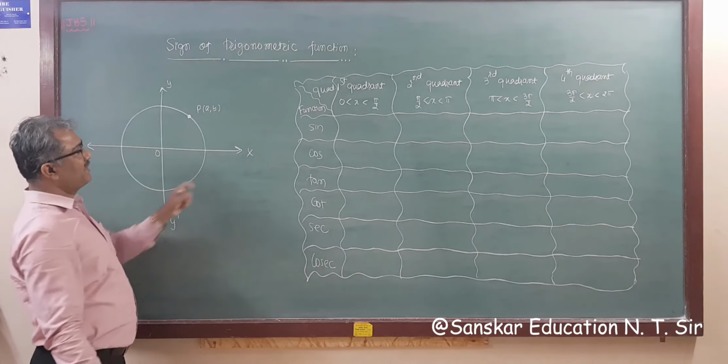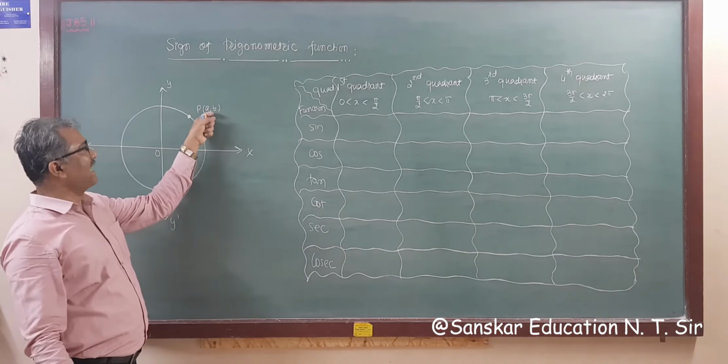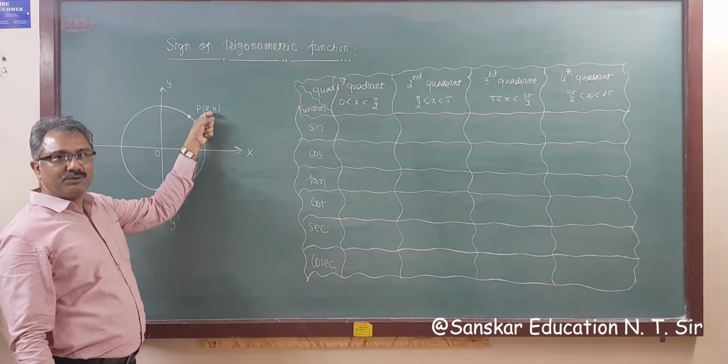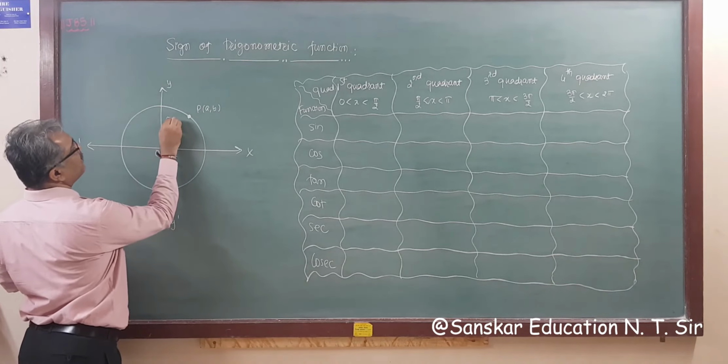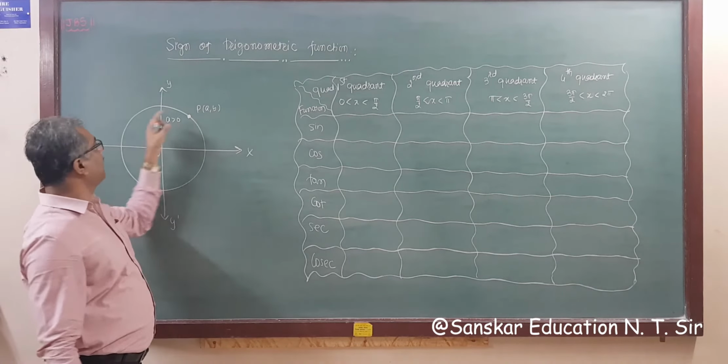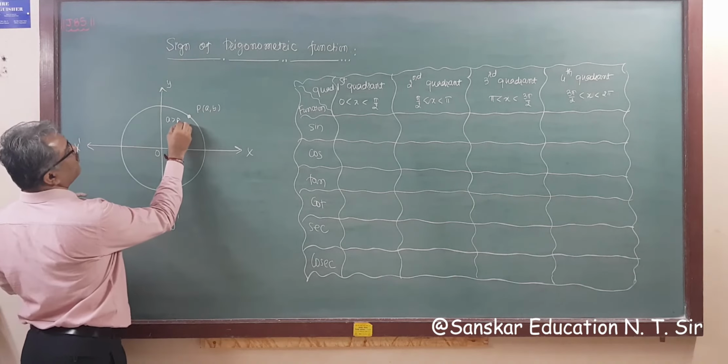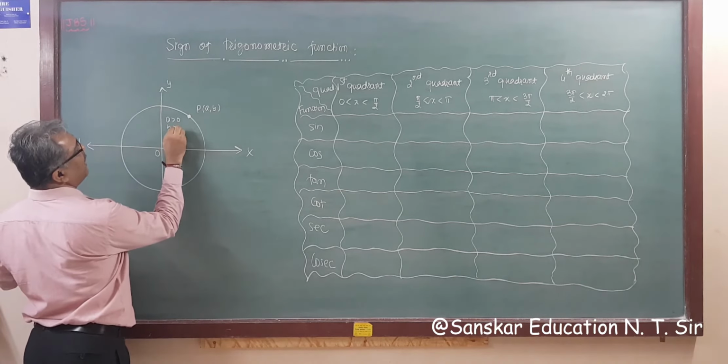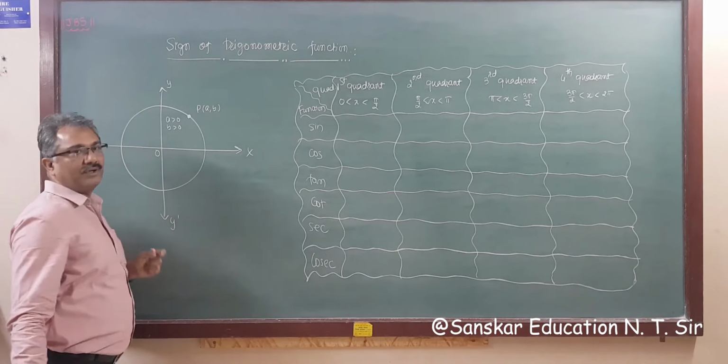As you know, this is the positive x-axis, means x-coordinate A is greater than 0, and the y-coordinate is also positive, so B is also greater than 0. So A and B both are greater than 0, right?